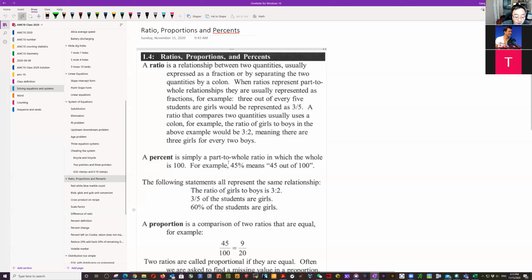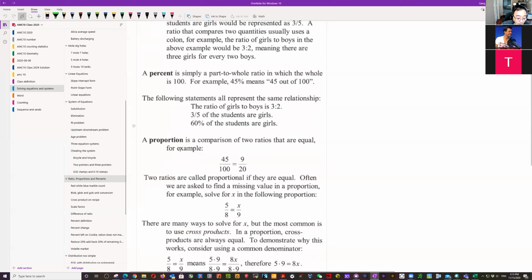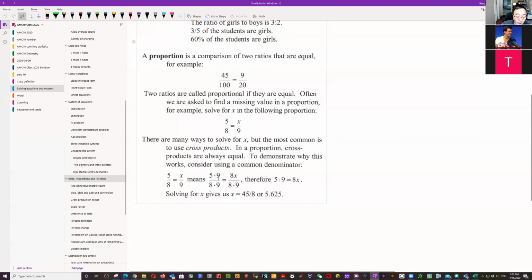And percent is just a special ratio with 100 as a base. And proportion is just two ratios being equal. A typical one is in the recipes, and doing those types of problems mostly involves cross product. Cross product basically will get you there.